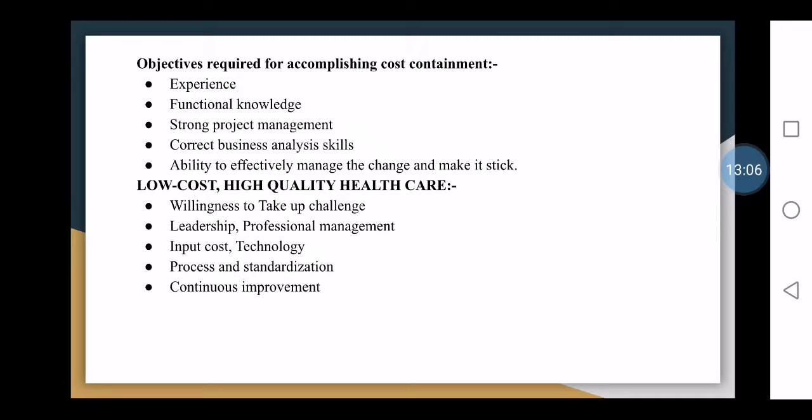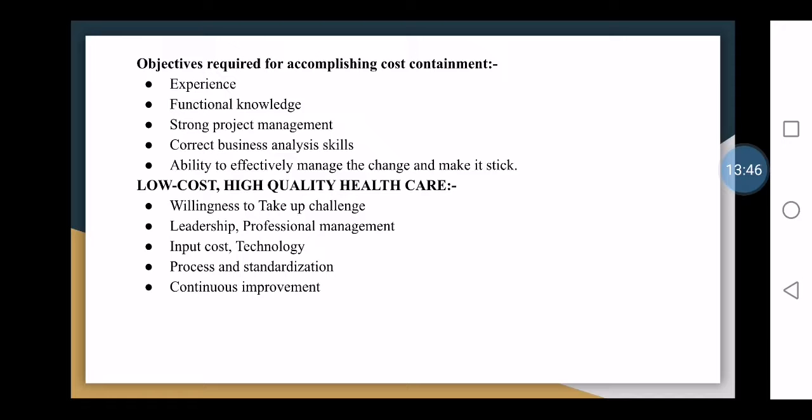Then functional knowledge. We should know the functional areas where we can do the cost minimization. Strong project management: how we can manage things, which type of project should be taken up, what should be purchased, what is the demand, what is the supply, where is the least cost of supply. But at the same time we have to see the quality of the supply also. Then correct business analysis skills. We have to analyze the business at least once in 3 months or 6 months. We have to do cost analysis, to see where we have any wastage of resources or money. Unnecessarily we may be wasting something somewhere. All these things should be done at the correct time.